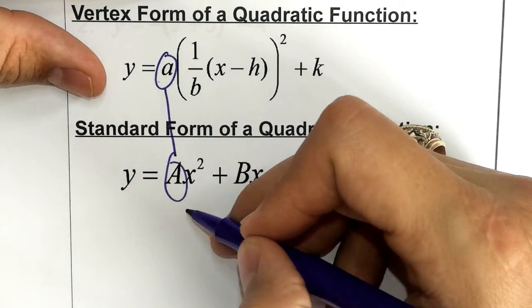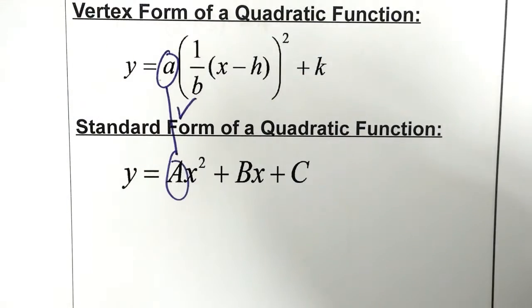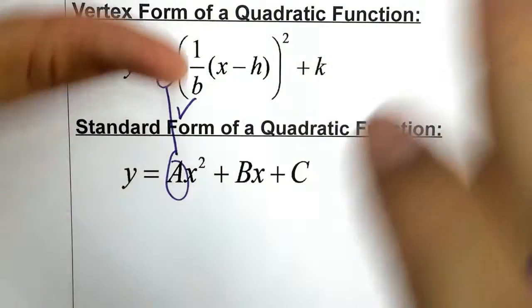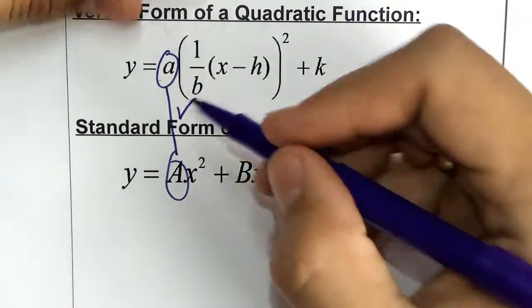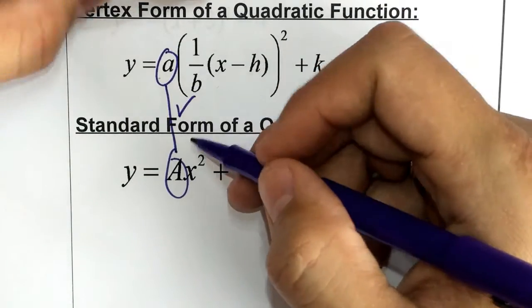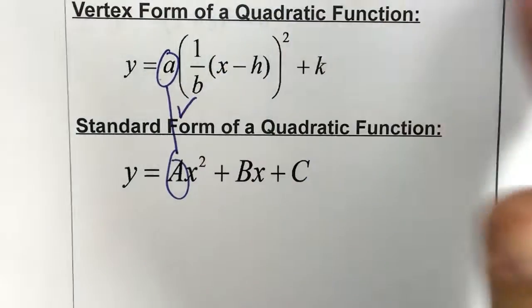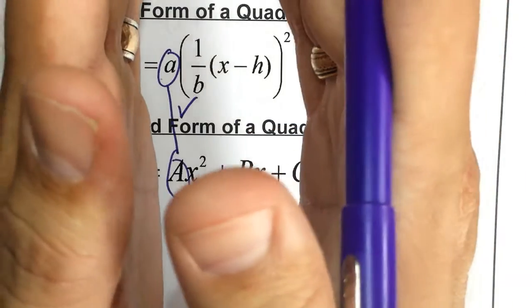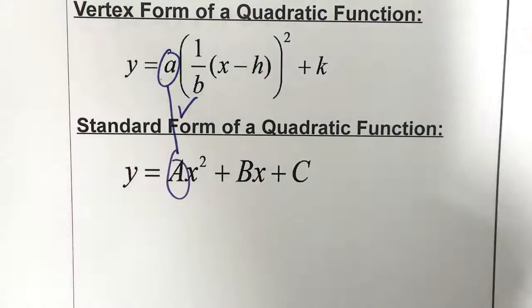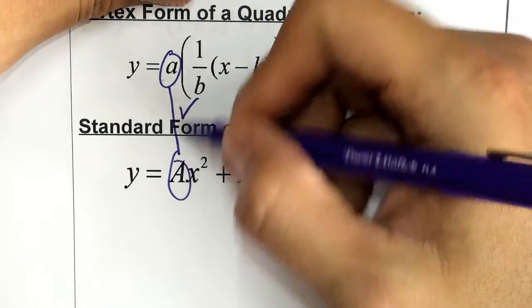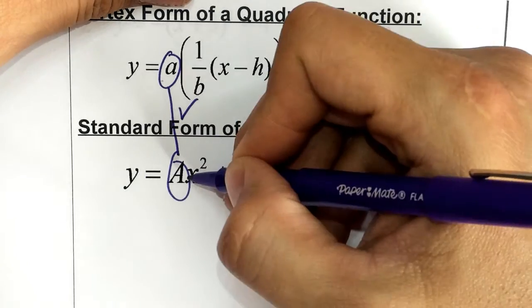These A's are actually the same things. Remember how I kind of called that the slope? Well, this right here is the same basic slope. If that number is bigger than 1, it's going to get narrow and be vertically stretched. If it's less than 1, it's going to get wider. And they do the same thing and it's the same number. So this A and this A are going to be equal.